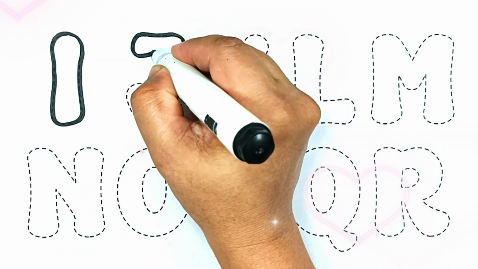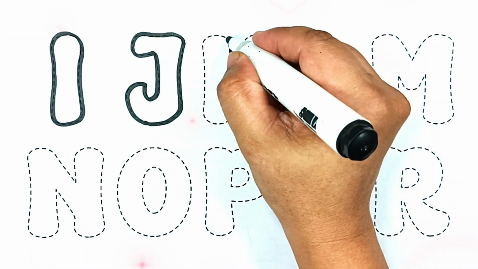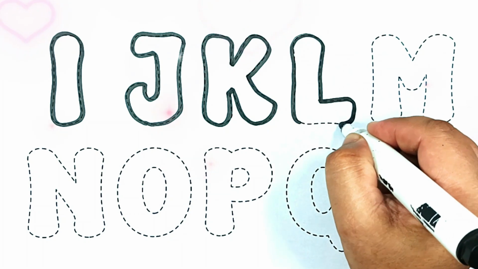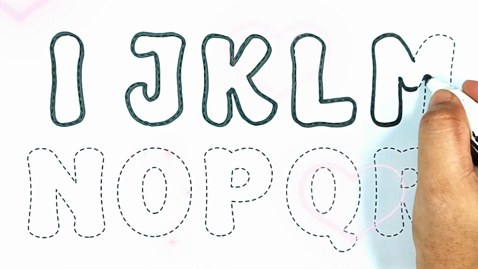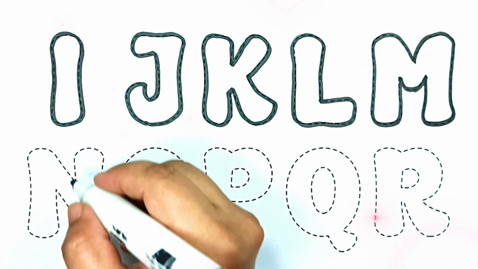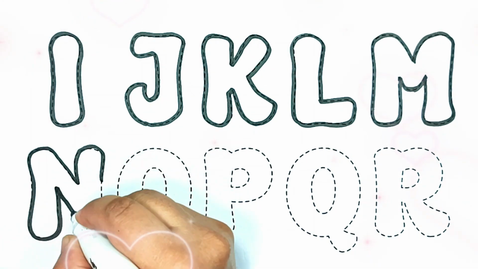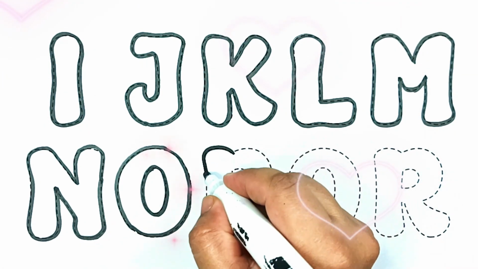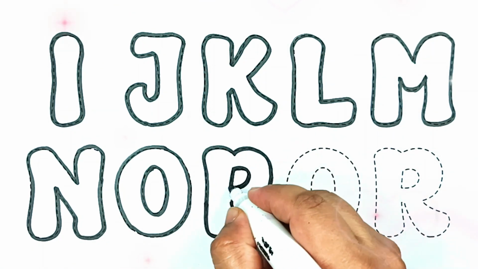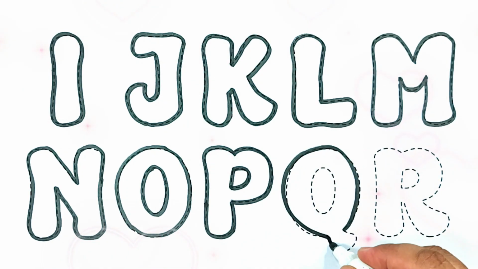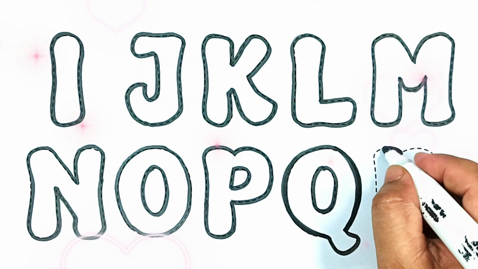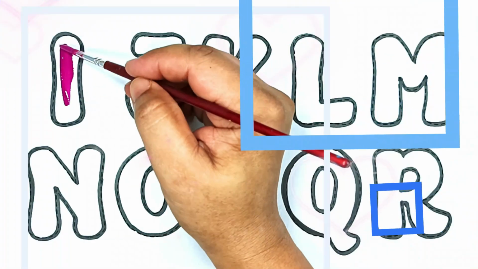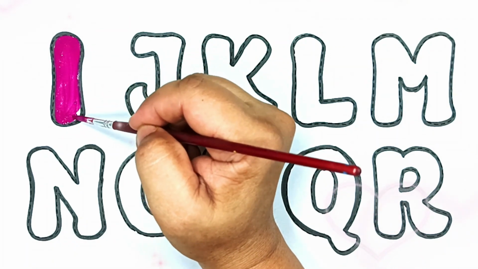I, J, K, L, M, N, O, P, Q, R. I for Indian, I for igloo, I is for island, surrounded by sea.